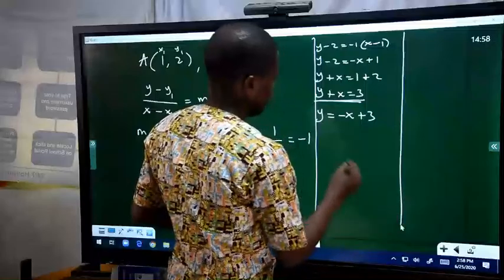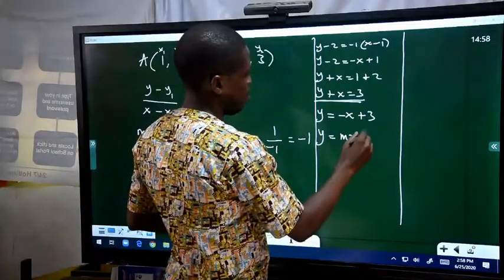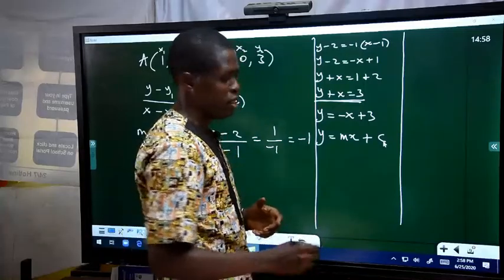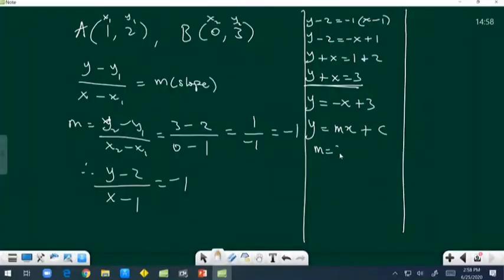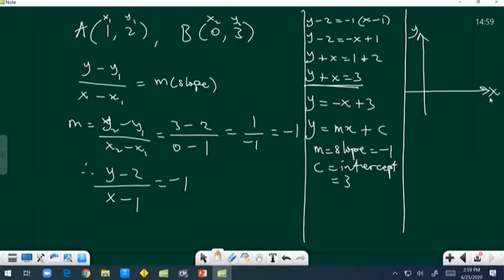If it's in this form, that means we are saying y equal to mx plus c, where m is the slope, and the slope here is minus 1. And c is the intercept. This intercept here is 3, which is the point where the line crosses the y-axis. You can sketch a line of that equation. It passes through this point, and this point is 3. But the intercept here, c equal to 3.